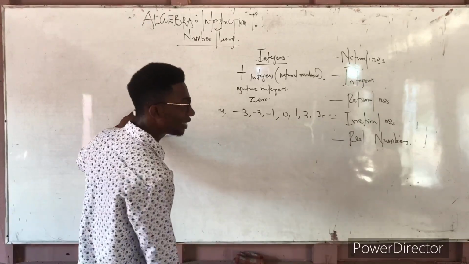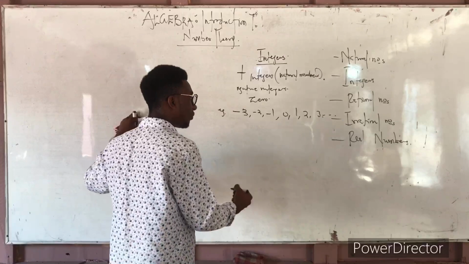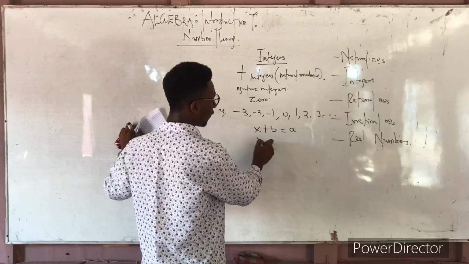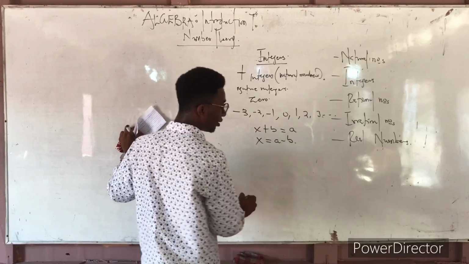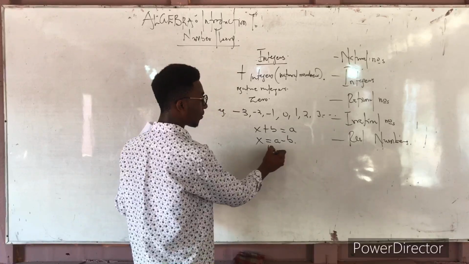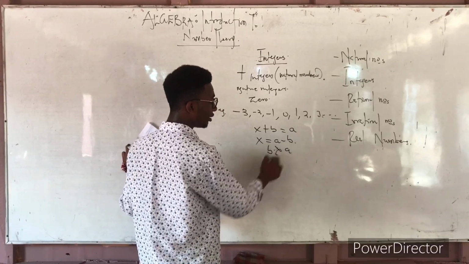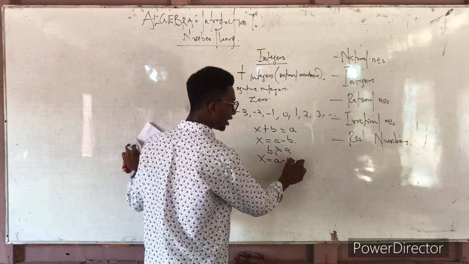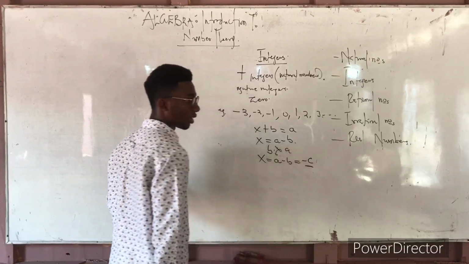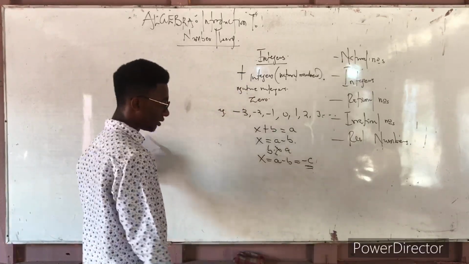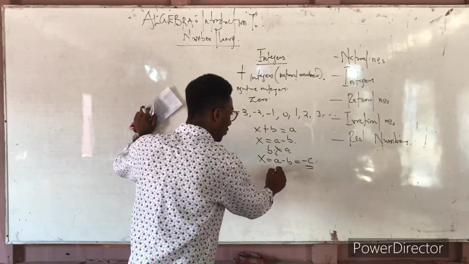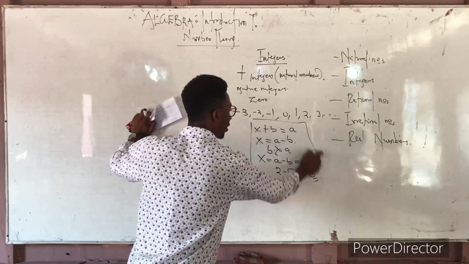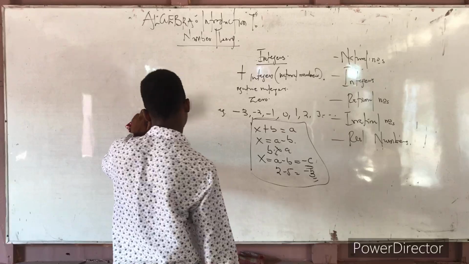Now, integers are what bring about equations such as x plus b is equal to, let's say, a, where you can find x is equal to a minus b. In such cases, if b is greater than a, you get x equal to a minus b, and the x value will be a negative integer. So if you have maybe 2 minus 5, you are getting minus 3. So integers help us generate equations of this nature.